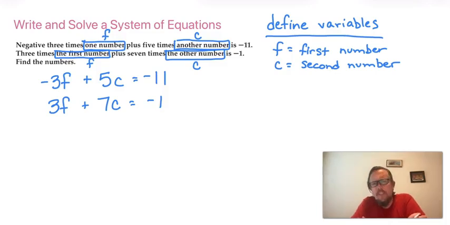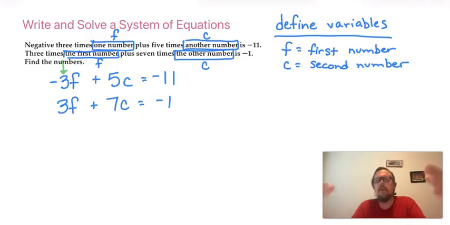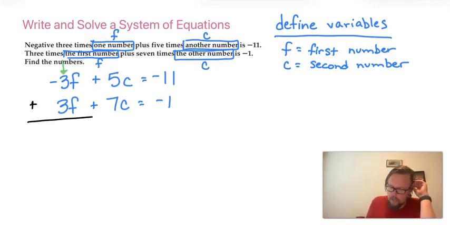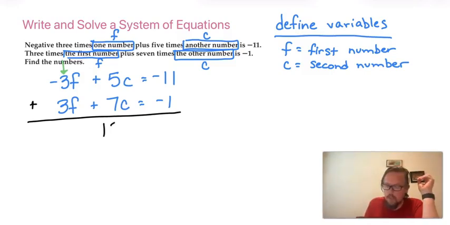Okay, so once we get the two equations written, it seems clear that elimination is going to be the best method to solve this. The reason I say that is because if we look at the coefficients on our f, we can see that the coefficients for f are a negative 3 and a positive 3, which means if I were to just add these equations straight down, the f's would be eliminated. So let's go ahead and do that. Let's add our equations. Negative 3f plus 3f is 0. 5 plus 7 is 12, so 12c equals, and then negative 11 plus negative 1 is negative 12.